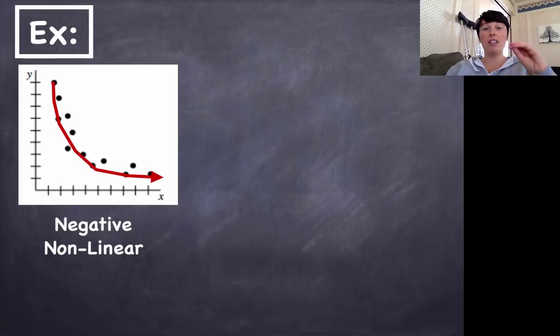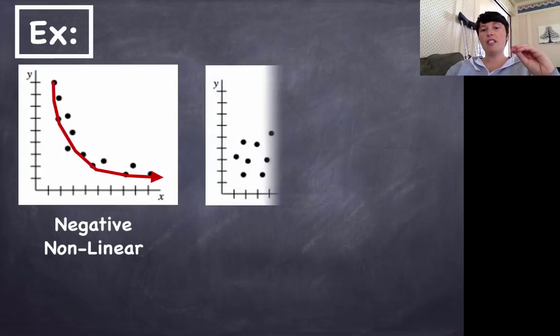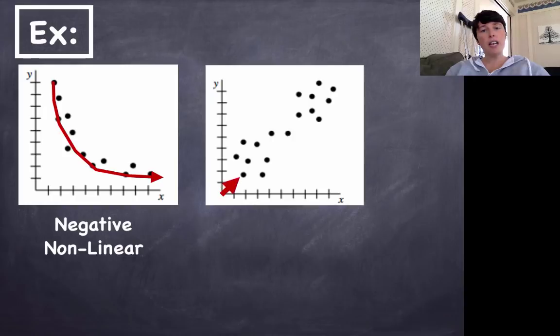So negative and non-linear. Versus like this graph, if I drew a line on it, well, I could argue that it looks a little bit more linear. And it's going upwards with a positive slope. So I would argue that this has a positive linear correlation.